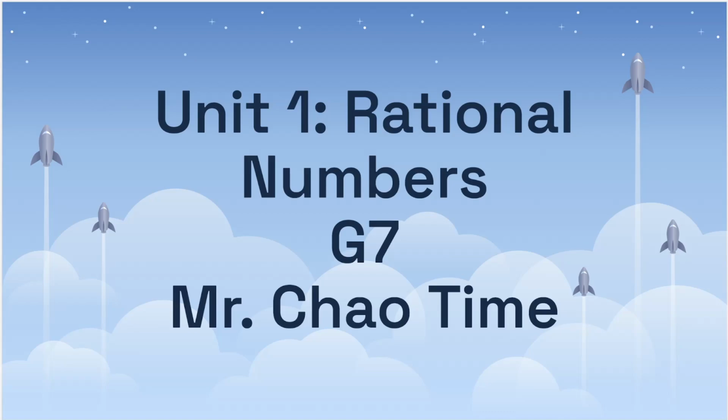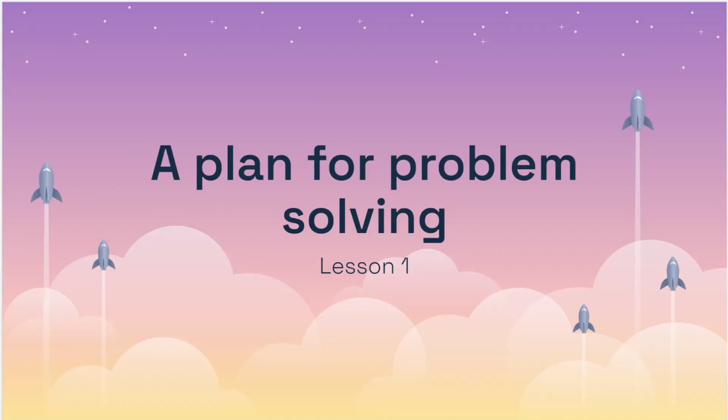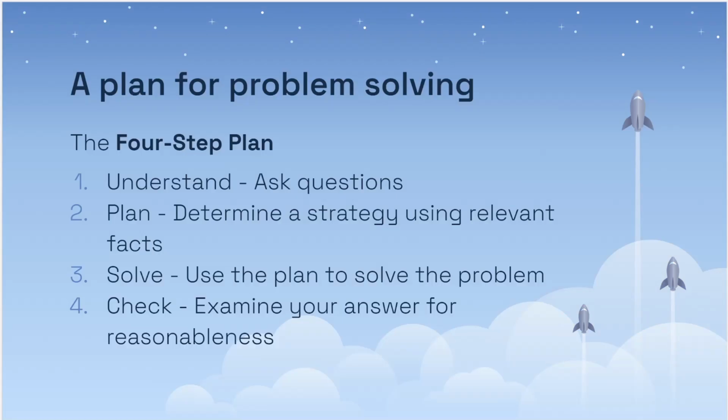This is Unit 1, Rational Numbers, Lesson 1, A Plan for Solving Problems. So, what is a plan for solving problems? Well, you can use the 4-step plan. The 4-step plan will look familiar to those of you who took design class last year because it is identical. The only difference is that we're doing it for math, I suppose.